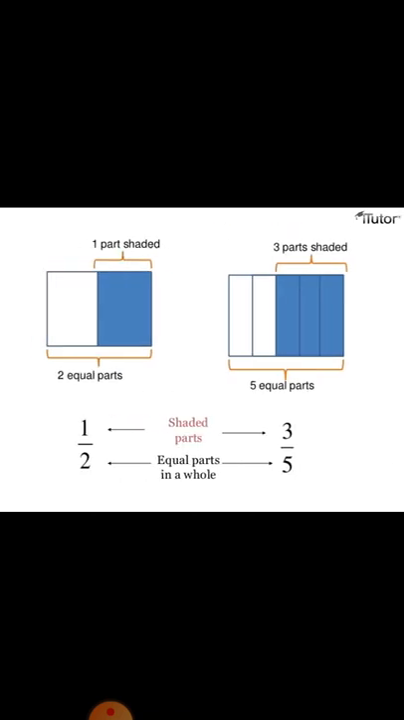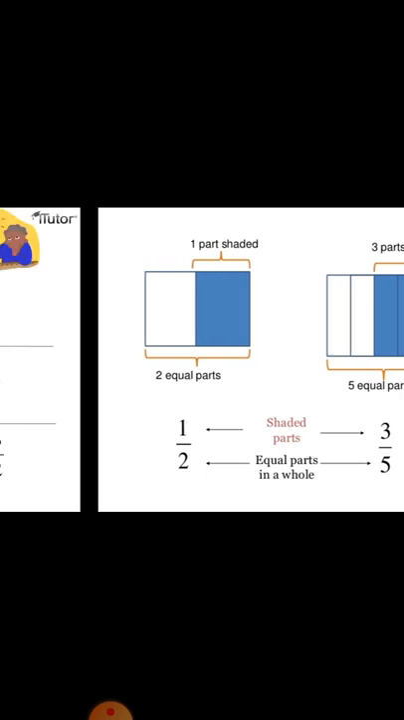Here we have some other examples of fraction. On the left side we have a rectangle and we divide this rectangle in 5 equal parts. And we observe that these parts are equal in size and shape. In this rectangle 3 parts are shaded and we get a fraction 3 by 5. On the right side we have a rectangle and we divide this rectangle in 2 equal parts. In this rectangle one part is shaded and we get a fraction 1 by 2. These are the examples for the better understanding of fraction.